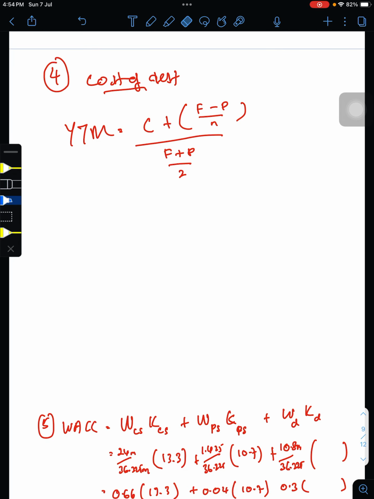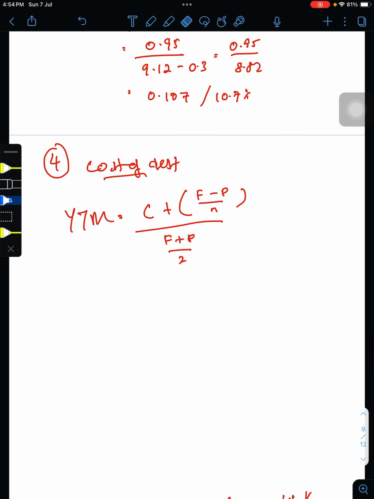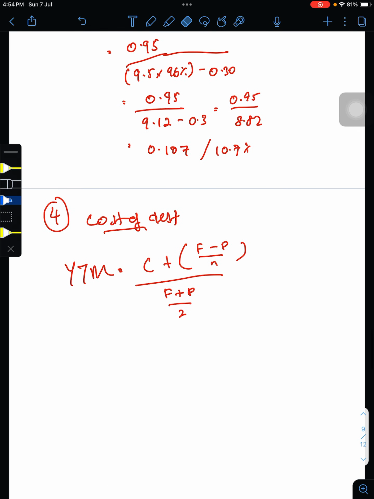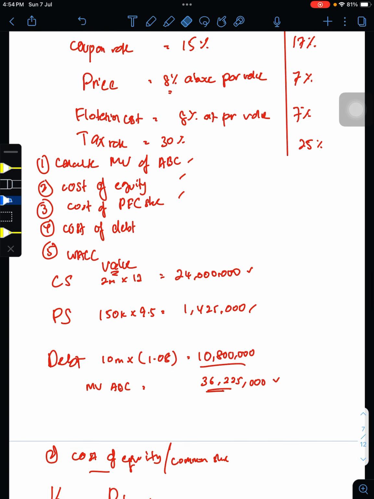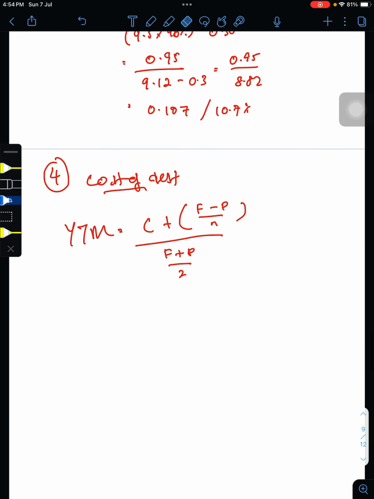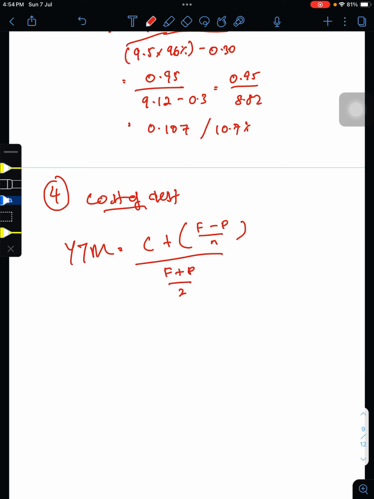Okay, finally you have your cost of debt. So we will use the formula for yield to maturity. C here is your coupon. If you remember, previously I've mentioned C. You see here the coupon is given as 15% of the par value, right? So par value, you can assume, is P, par value or face value.